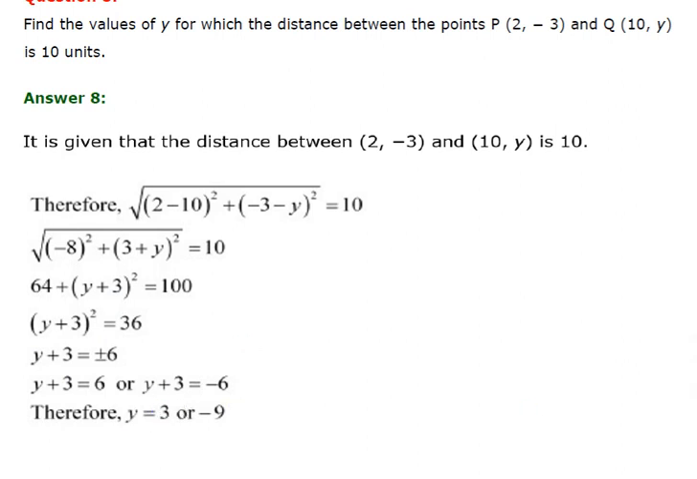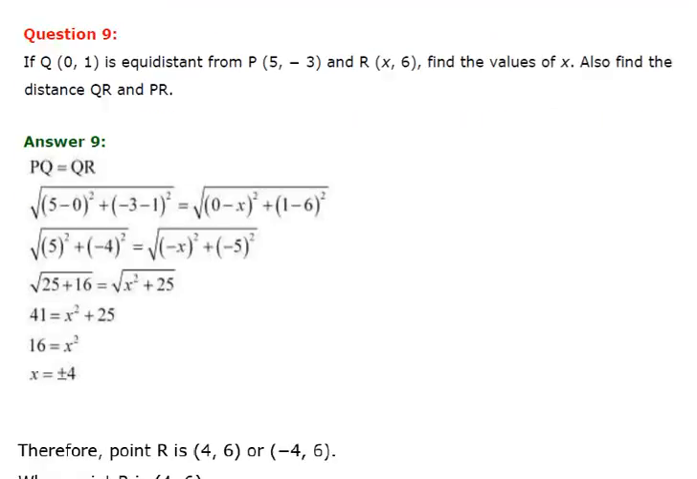Now come to the next question. See here, Q(0, 1) is equidistant from points P and R. In this question it is given that this is the point from which these two points are at equal distance. It means if we find the distances QP and QR, then QP equals QR. Again I am repeating, we have to find the distance QP and then QR, and then equalize these two distances, because it is given that QP equals QR.